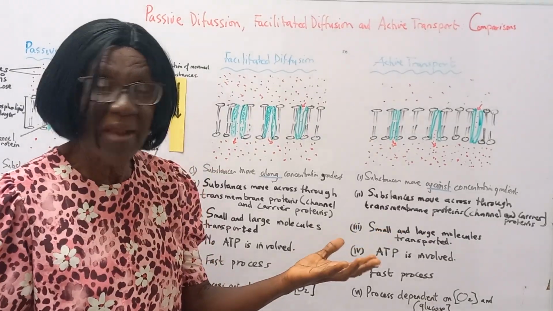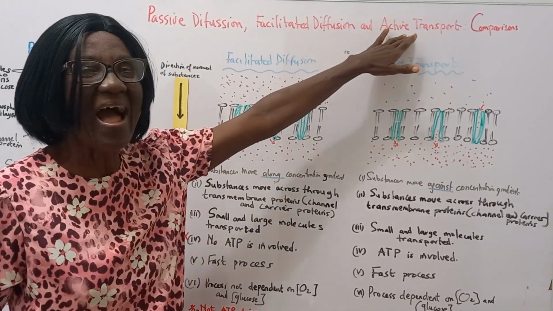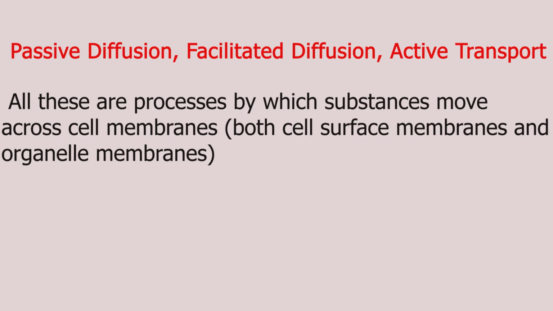Today we are comparing passive diffusion, facilitated diffusion, and active transport. All these are processes by which substances move across cell membranes, both the cell surface membrane and the membranes of organelles.